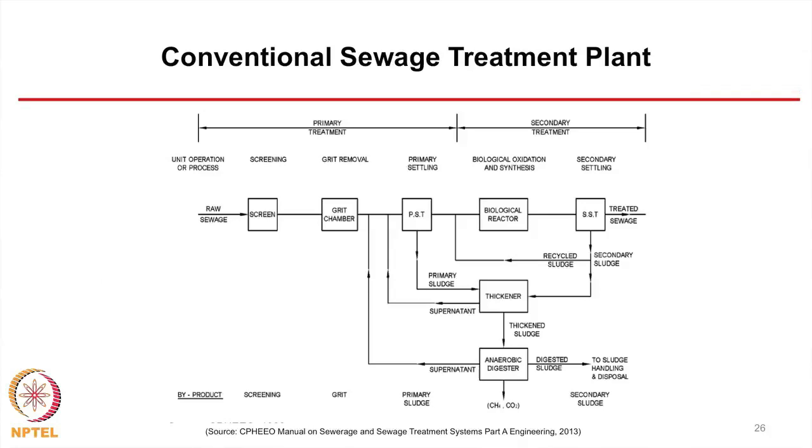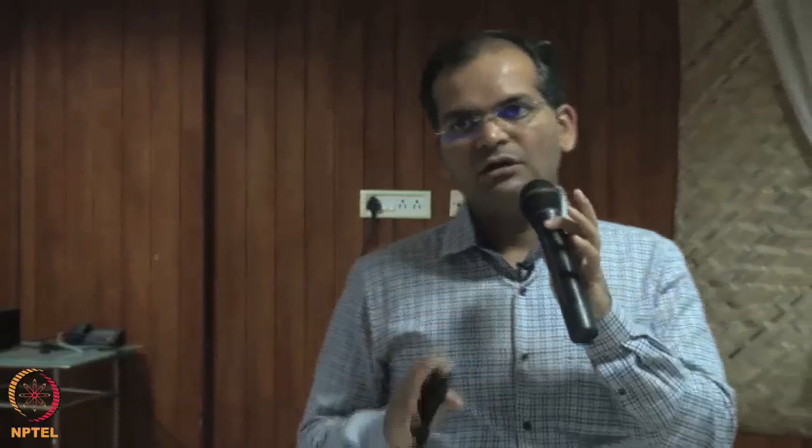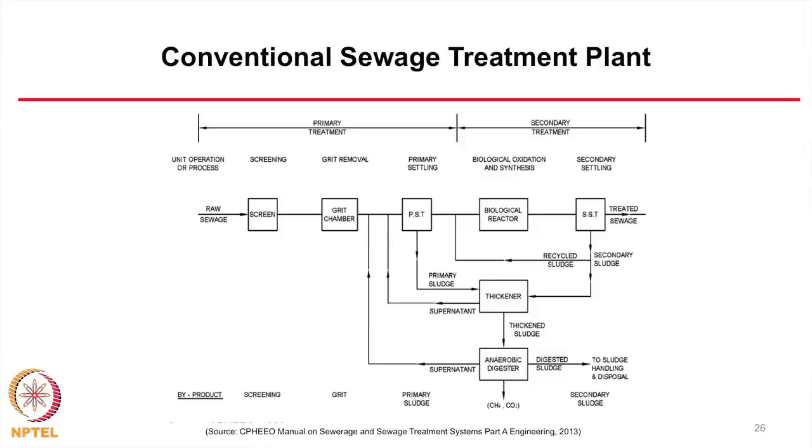The anaerobic digester takes whatever remaining organic matter is there, now in a concentrated form, and subjects it to anaerobic bacteria, basically those bacteria which do not require oxygen for their metabolism. These bacteria survive on other sources than oxygen. In the activated sludge process we use aerobic bacteria; in the anaerobic digester, we use anaerobic bacteria, which provide methane, biogas, and hence energy can be recovered, okay. And then you have the digested sludge, and the supernatant is recycled back. That is a conventional treatment plant.